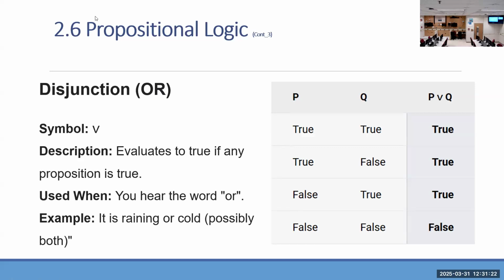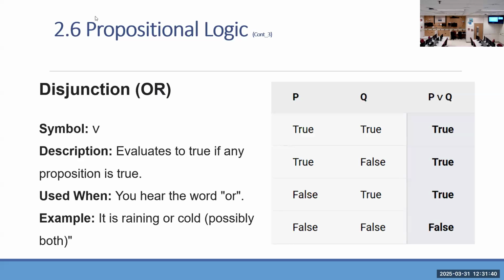So think about an example here. It's raining or cold here. So if it's raining, it's correct, right? Or it's cold, it's correct. Or it's raining and cold, it's also correct, right? It's only not correct if it is not raining and it is not cold. Okay.